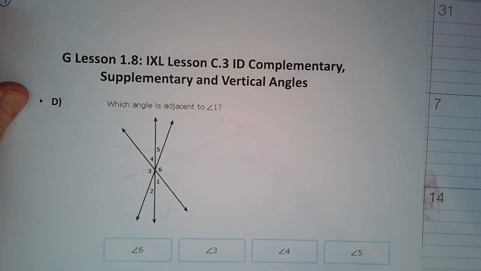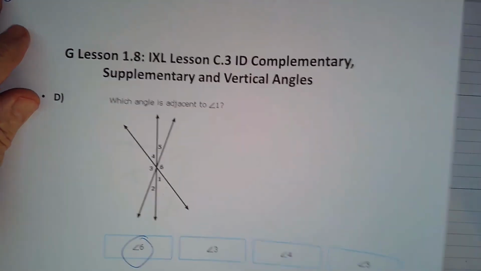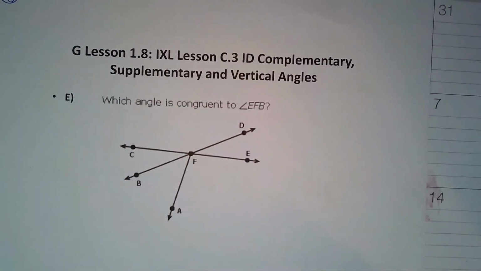So looking through this, I don't see angle 2. So here's angle 6. Here's the obvious answer. Okay, so that one's pretty easy. Okay, all right. Last one.